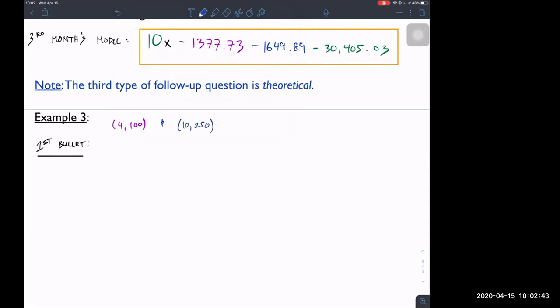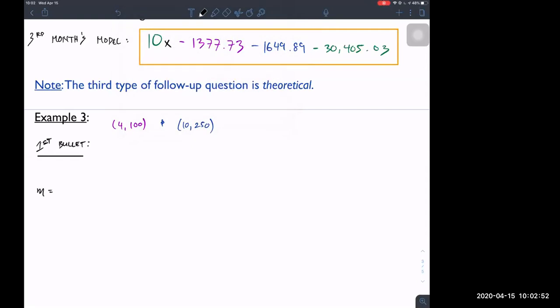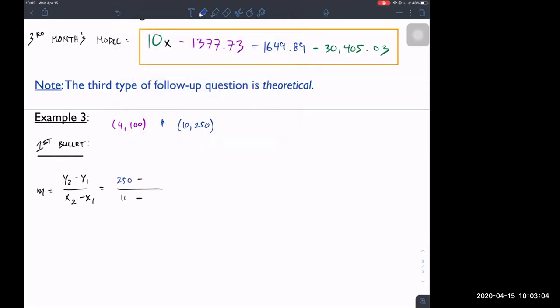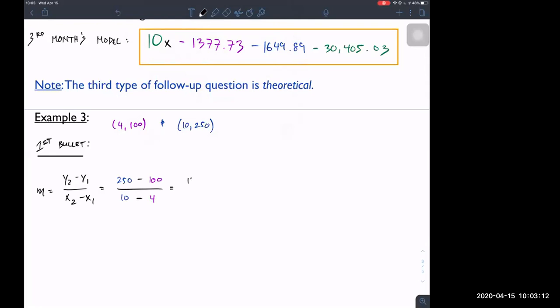So what do we do? We have to find the slope between those 2 points and then find the equation between the 2 points, and all that jazz that we did way back when. If you forgot already, that's fine. It's been a while, but here's your slope formula: y2 minus y1 over x2 minus x1. And then that's going to equal, in terms of color coding, 250 minus 100 over 10 minus 4. So this becomes 150 over 6, which will be 25.